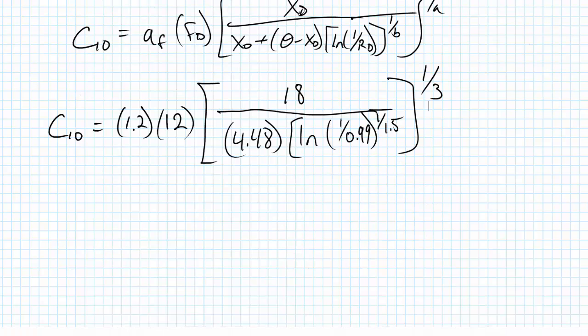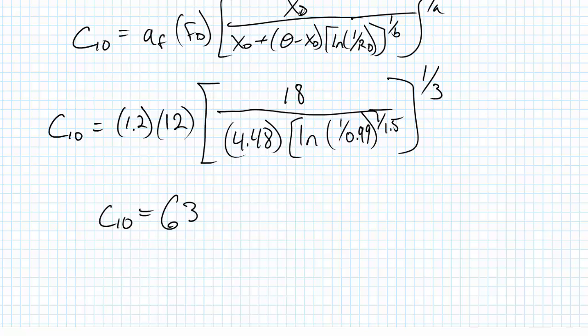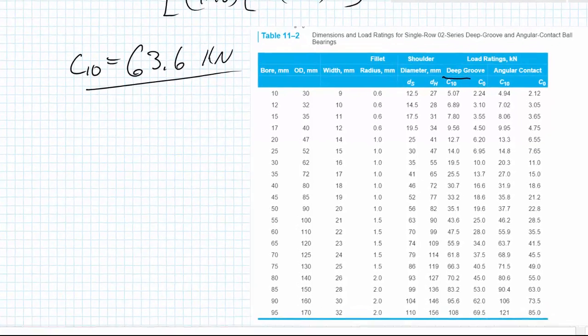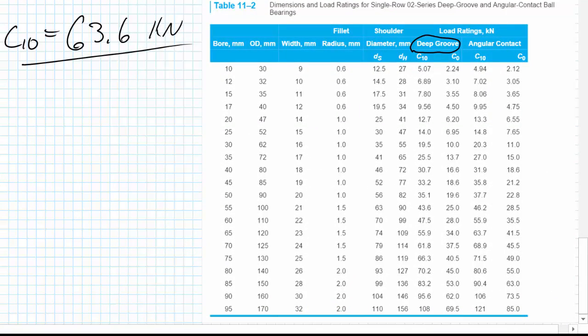All right, plugging all those values in, we find a minimum catalog rating of 63.6 kilonewtons. So let's see if we can find a deep groove ball bearing in our catalog that will allow us to do that. We can look for our deep groove ball bearings, not our angular contact. We'll use angular contact when we're dealing with thrust loads, so we won't look at those right now, but we'll look at deep groove ball bearings.